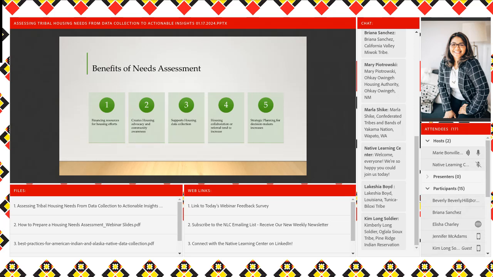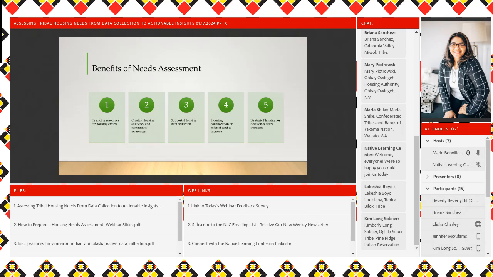So of course, the benefits is that typically there's some funding out there for needs assessments, and I'll give you a few here later in the webinar. But also financing resources for housing efforts, you really need this data. It creates housing advocacy, right? Community awareness, the idea that you're coming together with your Native CDFIs or with your wraparound support services community to collect this data, that everyone can benefit from the data.